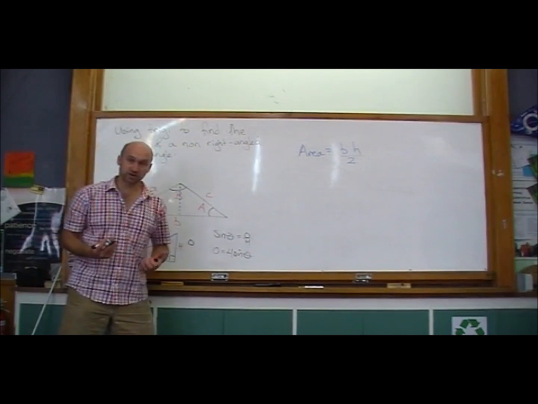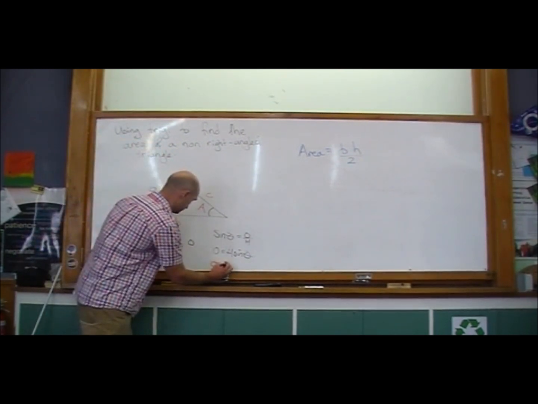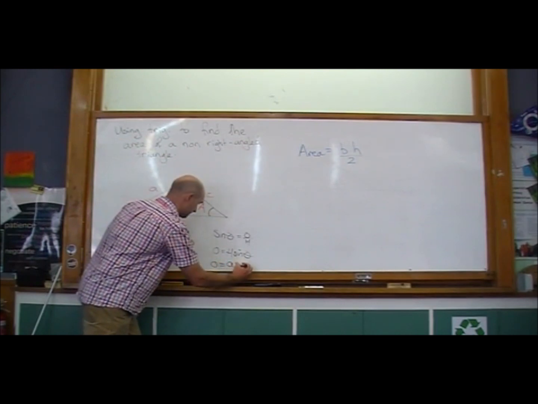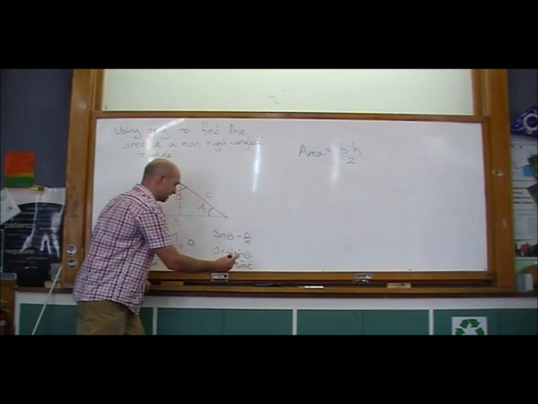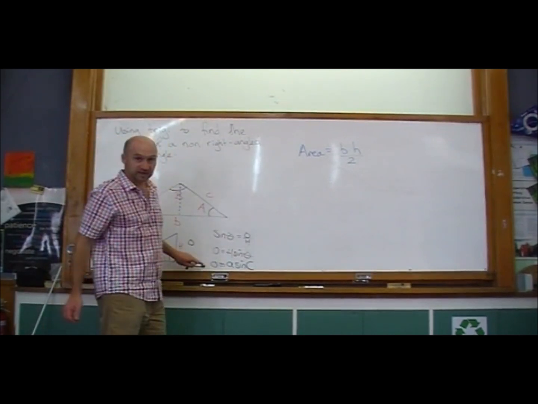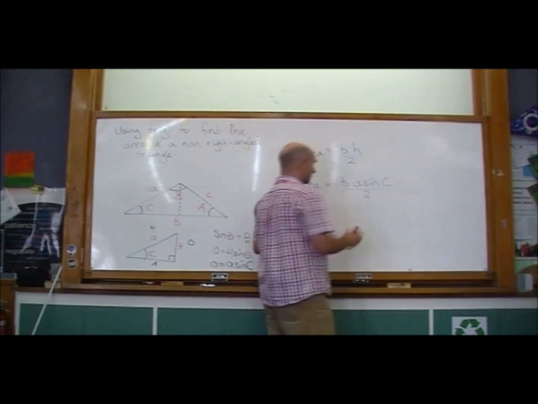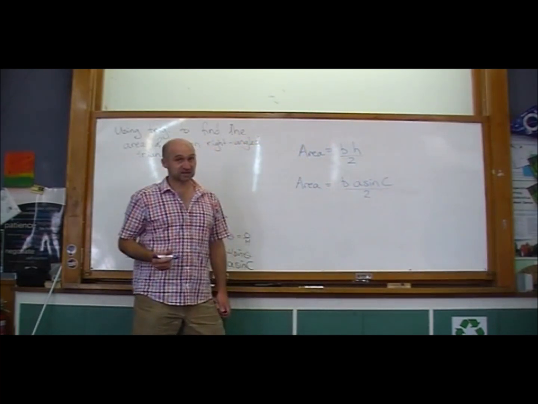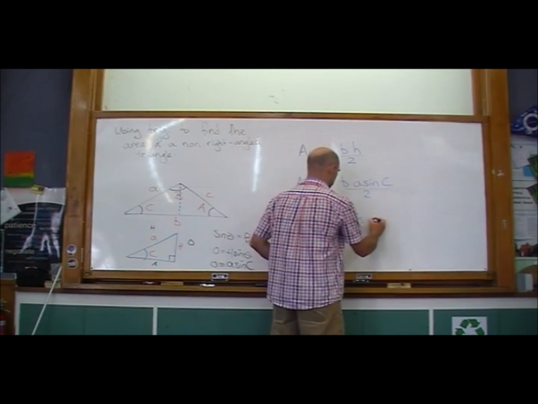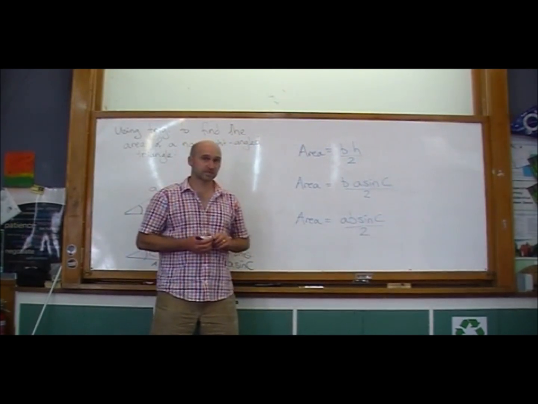We're going to rewrite it though with the symbols from our triangle. So O is A sin C. So when we come to write the area, we're going to plug that in for the height. So area is B A sin theta over 2. You'll see that written as AB sine theta over 2.